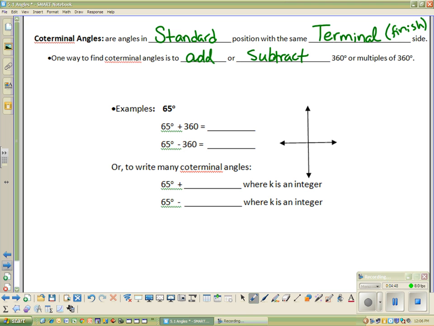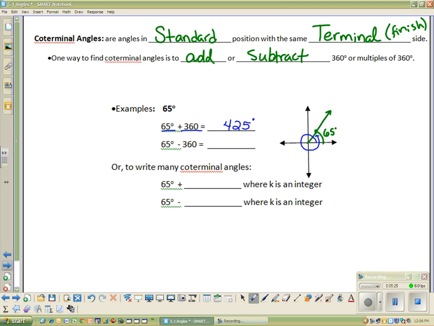For example, the angle 65 degrees. If we just plot out 65 degrees, you know, maybe it's somewhere right about in there. I have a 65 degree angle. Its coterminal angles would be angles that finish at the same spot. Well, I could take and wrap around once and then come and stop, right? So I could go 65 degrees plus 360 degrees will equal an angle of 425 degrees.